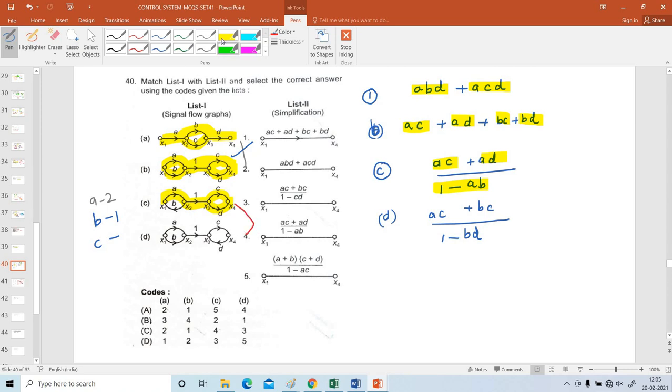And next D. In D, AC is a forward path. Then BC, the next forward path. So the loop is C into D, not BD, C into D. 1 minus CD. Okay, so D is 3, C is 4 and D is 3. So 2, 1, 4, 3 is the correct answer. Option D is the correct answer.